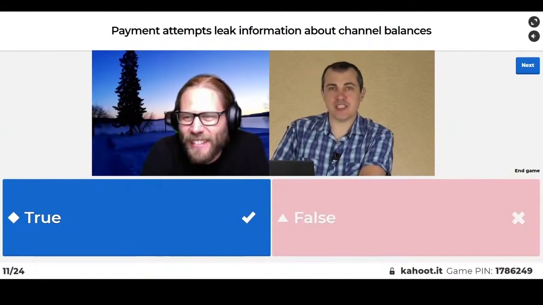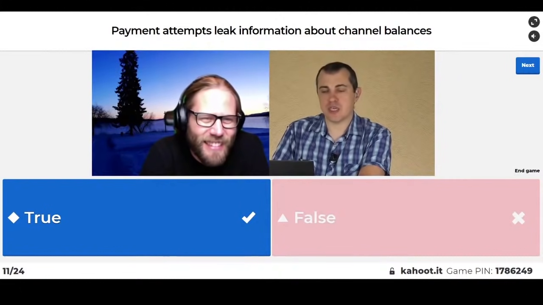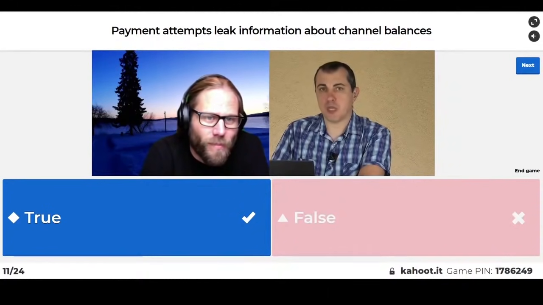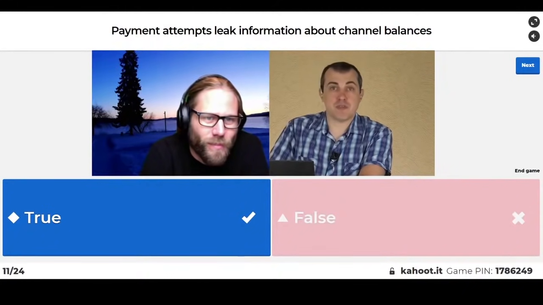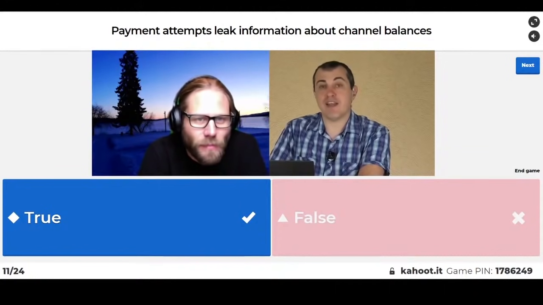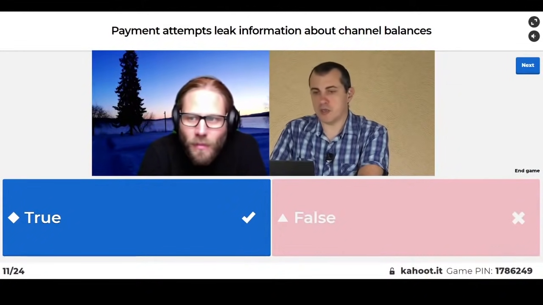Yes, it is true. Payment attempts leak information about channel balances. And René talked about that during the live stream with an attack called probing, where you make a payment attempt, perhaps even a circular one that you don't intend to fulfill, and you keep increasing the amount to see when it stops getting through a specific channel, and then you know you've reached the limit of that channel, which means you know what the balance is. So that's called channel probing.